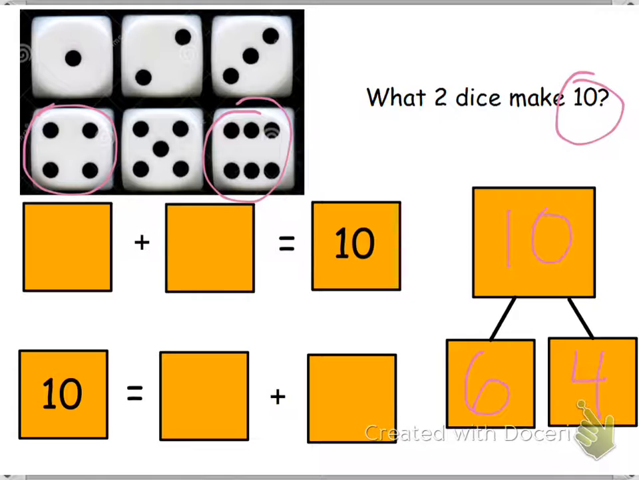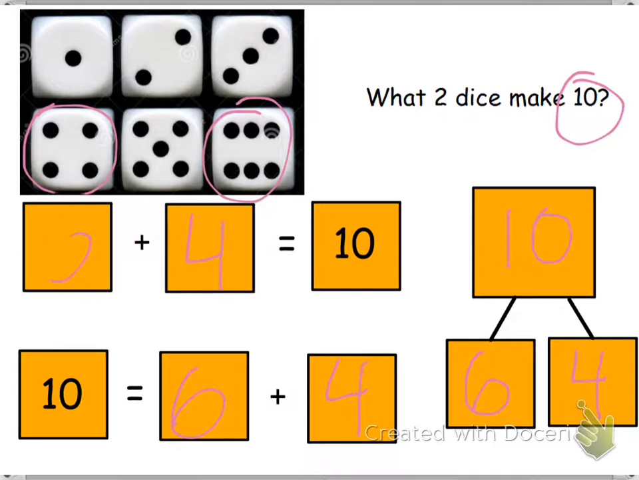So now we put that in our number sentences. We know that our parts, 6 and 4, are going to hug that plus sign because we keep our numbers happy. So 6 plus 4 equals 10. Now this next number sentence is no big deal. We know that the whole just wanted to be first this time. So 10 equals 6 plus 4.